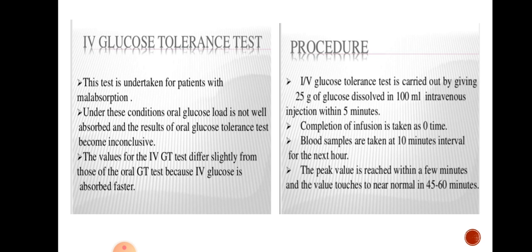The IV glucose tolerance test is carried out by giving 25 gram of glucose dissolved in 100 ml as an intravenous injection within 5 minutes. Completion of infusion is taken as 0 time. Blood samples are taken at 10 minute intervals for the next 1 hour, and the peak value is reached within a few minutes, and the value touches near normal in 45 to 60 minutes.